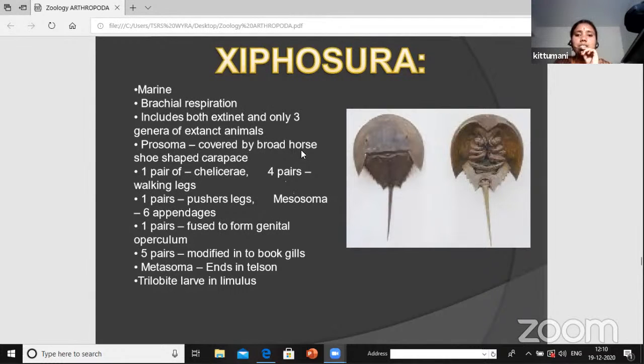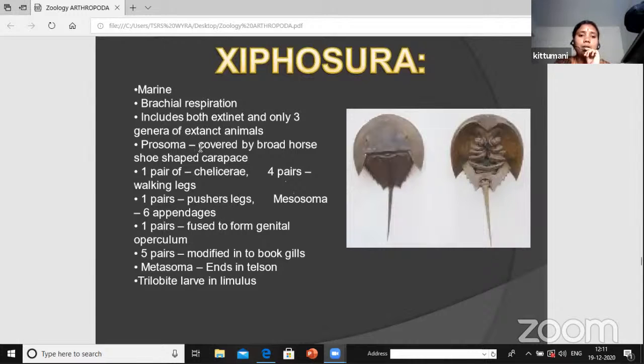The prosoma is covered by a hard horseshoe-like structure, that is the carapace. The prosoma is covered by a broad horseshoe-shaped carapace. Next, we observe one pair of chelicerae and 4 pairs of walking legs. 4 pairs of walking legs and 1 pair for feeding, that makes 5 pairs, and 1 pair is modified into pusher legs.